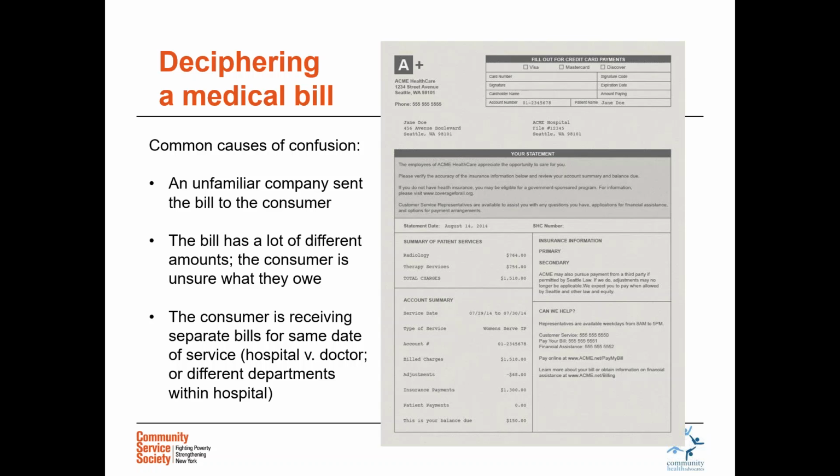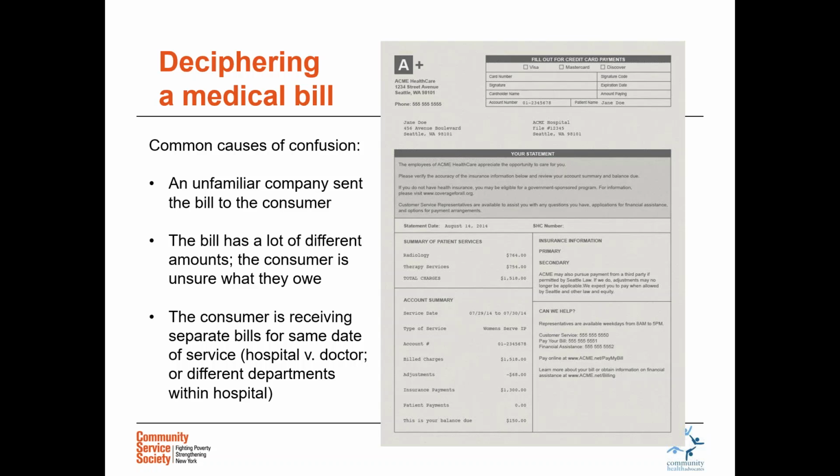So one issue that might come up is that there's an unfamiliar company sending the bill to the consumer. So here it says Acme Healthcare and Acme Hospital is billing Jane Doe. But maybe Jane Doe went to a doctor named Dr. Smith, and she doesn't see Dr. Smith's name anywhere on this bill, and so she's really confused about why this random company is billing her. She doesn't understand that a lot of times hospitals will contract with doctors, or a medical group will contract with a third-party biller, and that biller is who is sending her a notice.